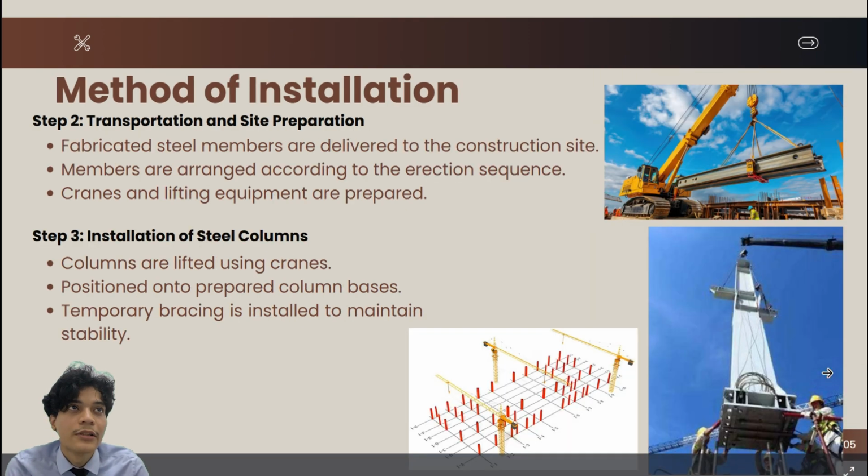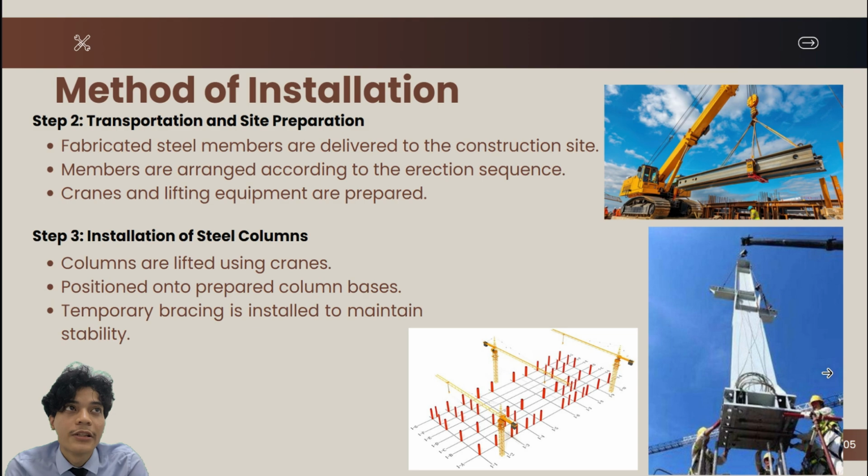So the next one is, after fabrication, the steel members are transported to the construction site. The delivery sequence must be carefully planned to prevent unnecessary handling and ensure smooth erection. The installation begins with steel columns. Cranes are used to lift the columns into the correct position. The columns are then connected to the base support and temporarily braced to prevent movement before the complete frame is assembled.